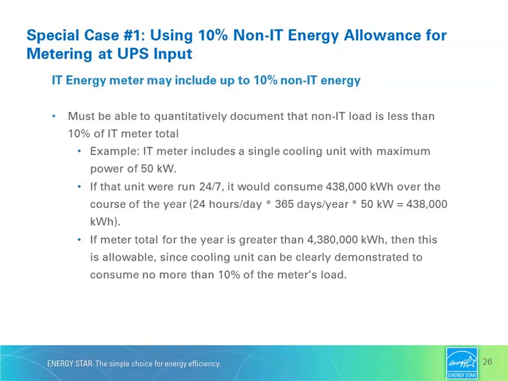But if the annual total on that meter is less than that, then it would likely not be allowed, or sometimes additional documentation might be necessary, showing maybe that that unit only ran for a certain number of hours or something like that. The bottom line here is that you need to be able to provide quantitative evidence that the non-IT loads account for less than 10% of the total metered energy on that IT meter.